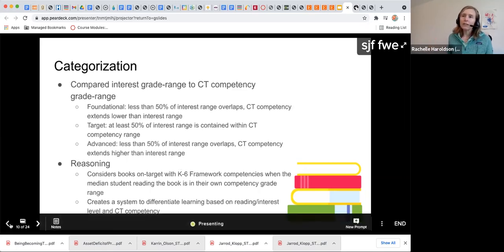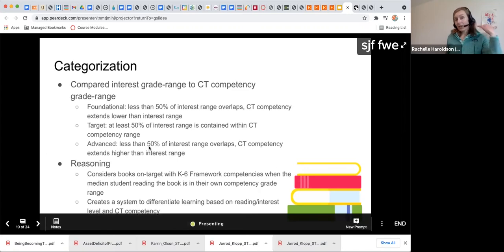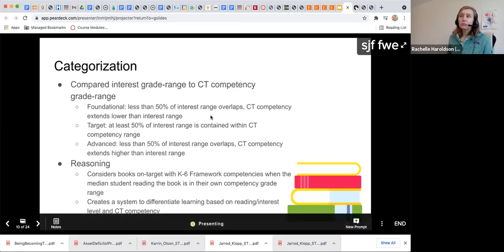So that would be going back to this chart, right? So evidence of what the characters or the plot line in the story was doing. Like where did it fall if it had examples of abstraction, or where did it fall if it showed examples of decomposition? So we really wanted to say, okay, if this book is targeting kindergarten through second graders and it shows elements of computational thinking, were those elements targeted, or were they more advanced, or were they foundational, meaning that they were at a grade band lower than maybe what the interest range was targeted at? So we call this foundational, right?